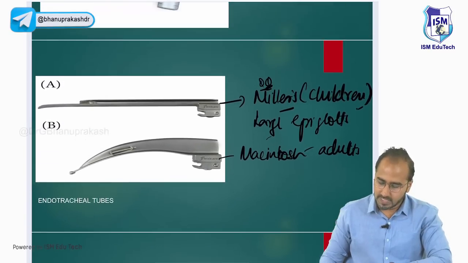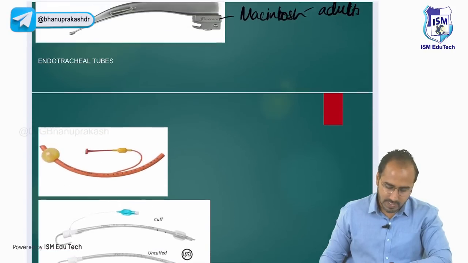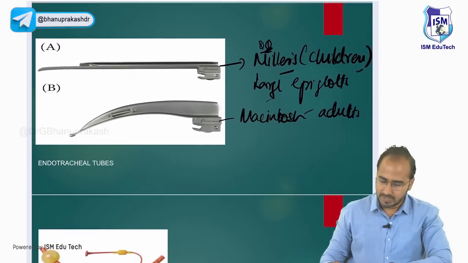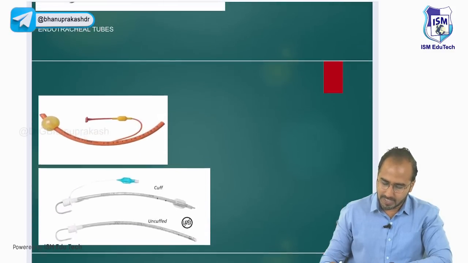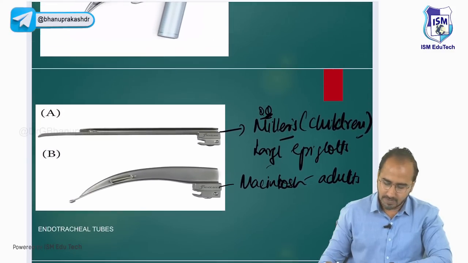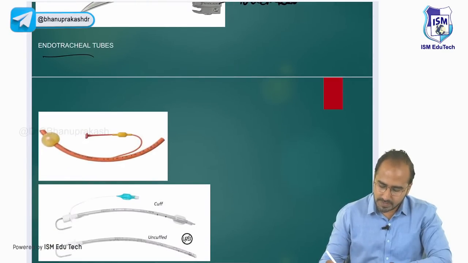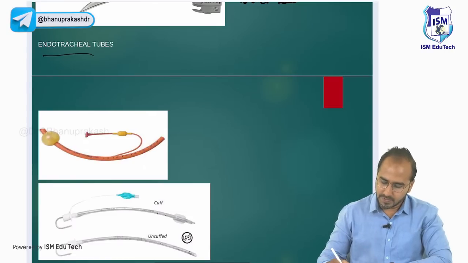Okay. So anyways, we are discussing the equipment and machine. In the equipment and machine, we have the curved blade and straight blade, right? These are the curved blade and straight blade laryngoscopes. Next is endotracheal tubes. In endotracheal tubes, just look over here, guys. There are two types of endotracheal tube.